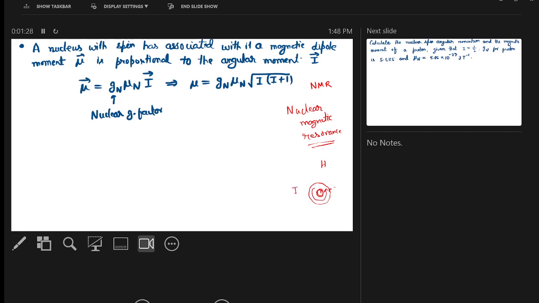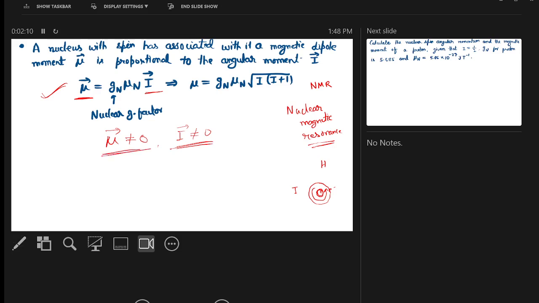Because of this spin, it has a magnetic dipole moment, which can be given by this equation. Mu is the magnetic dipole moment, and this I is your angular momentum. To be NMR active, this mu must not be zero, meaning this I must not be zero. Because if I is zero, mu will be zero, and that nucleus will be NMR inactive.